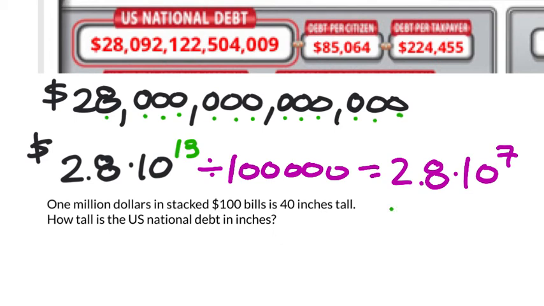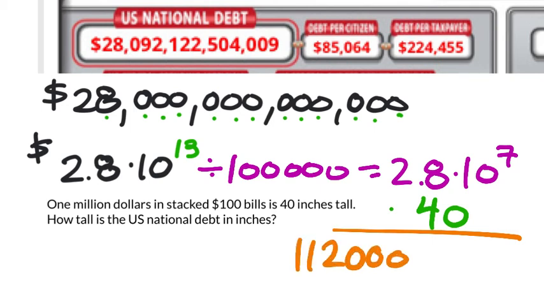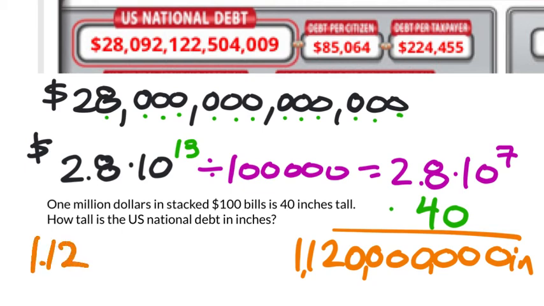Now, every one of those millions is 40 inches tall. So I take that 2.8 times 10 to the power of 7, and I multiply it by 40. Let's see what we get. 2.8 times 10 to the power of 7 times 40. Enter. And I get 1, 2, 3, 4, 5, 6, 7 zeros right there. And this would now be in inches. What is that? 1,120,000,000 inches? That's pretty good. Well, that's the height of the U.S. national debt in inches. Let me change this into scientific notation, though. 1.12 times 10 to the power of 9 in inches.